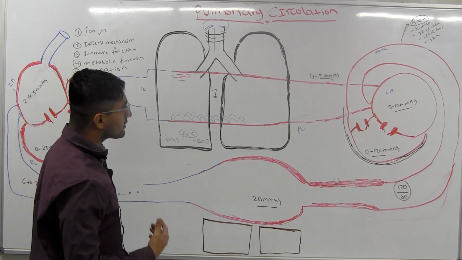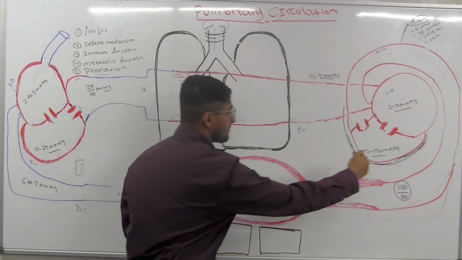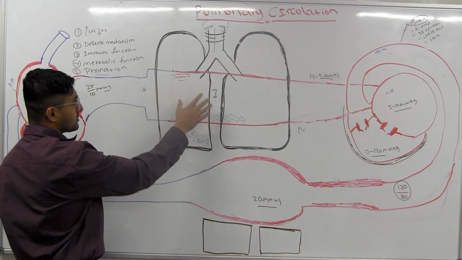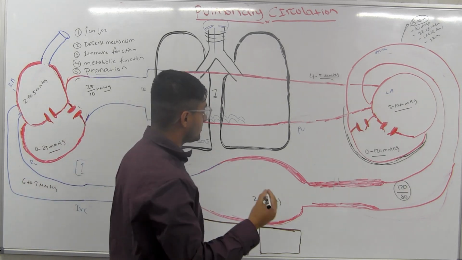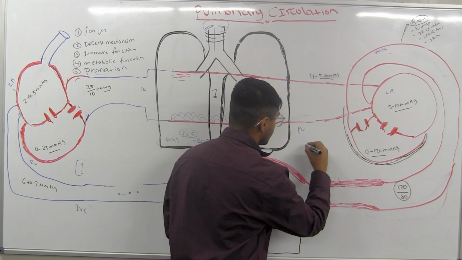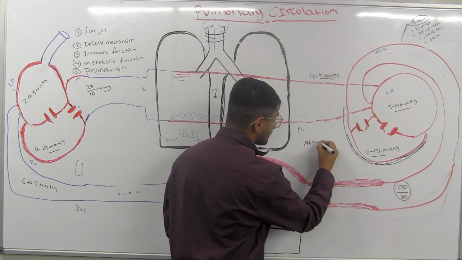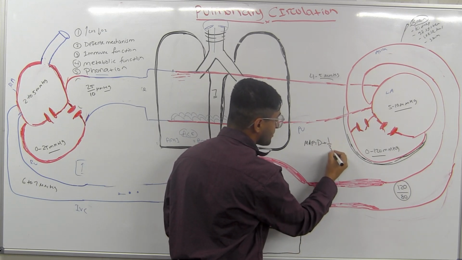Now, one of the most important things is that we have to look at the driving pressure for the systemic circulation and the driving pressure for the pulmonary circulation, okay? For that, we need to find the mean arterial pressure of each one and compare. So what is mean arterial pressure? Mean arterial pressure is equal to the diastolic pressure plus one third of the pulse pressure.